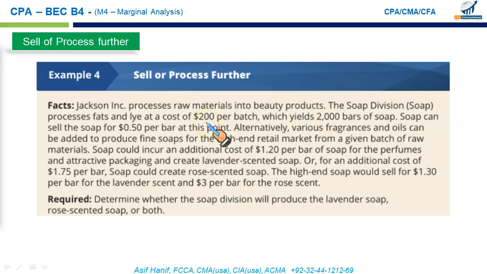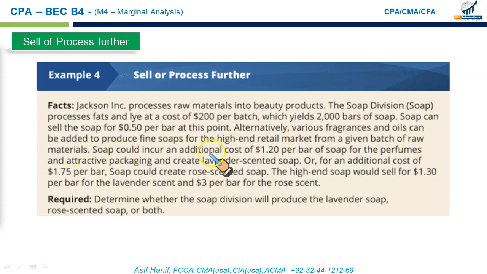This is the joint cost incurred up to the point where these two inputs give you bars of soap. Soap can then be sold at $0.50 per bar. This is the selling price at split-off, the selling point at this particular point in production. Alternatively, various fragrances and oils can be added to produce fine soaps for the high-end retail market from a given batch of raw materials.